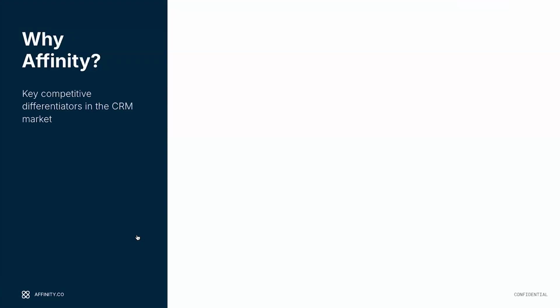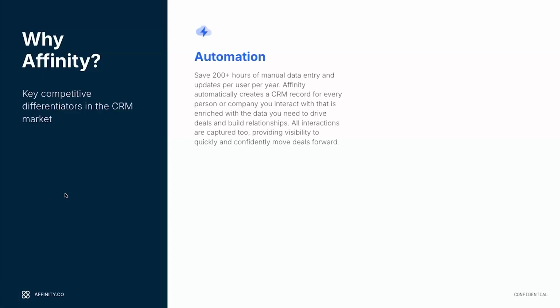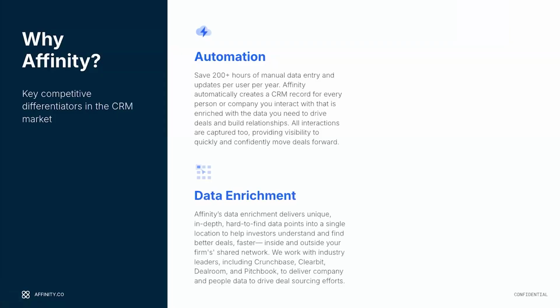During the demonstration today, I'd like you to keep an eye out for 4 key differentiators in the CRM market. The first one is automated activity capture. See if you can catch how Affinity saves hundreds, if not thousands, of hours of manual data entry for firms just like yours every single year. Next, I'm going to show you data enrichment. I want you to see how it blends automation and research across dozens of data providers to deliver hard-to-find data points and put them all into that single source of truth.